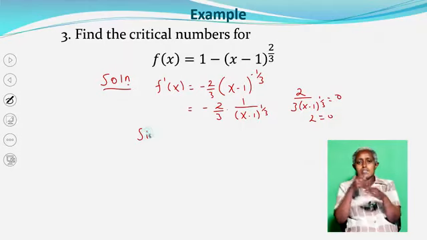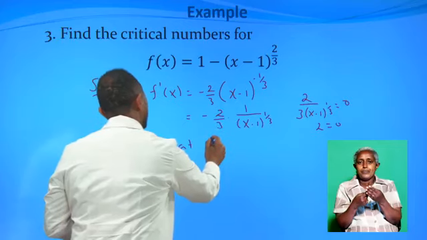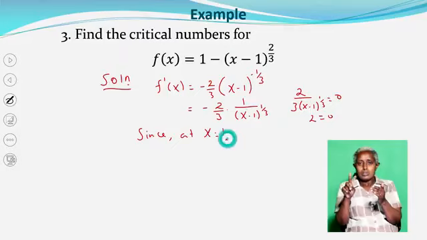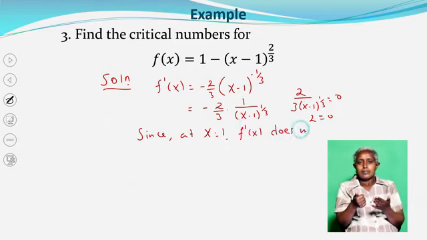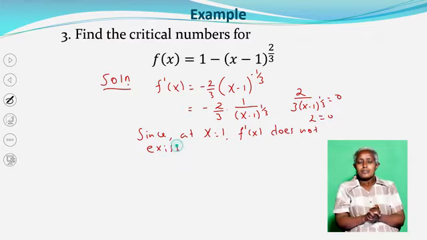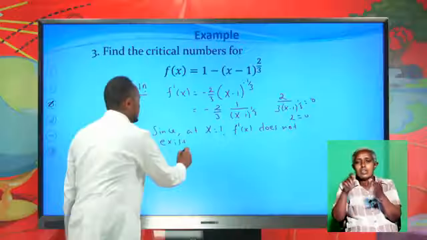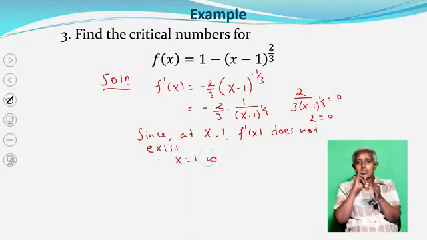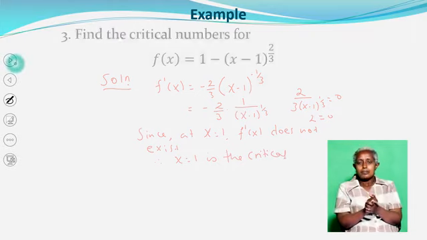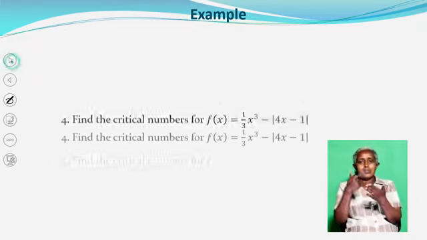Here, since at x equals 1, f prime of x doesn't exist, and 1 is in the domain of our function, therefore x equals 1 is the critical number of this expression. Okay, now let's proceed to the next part.